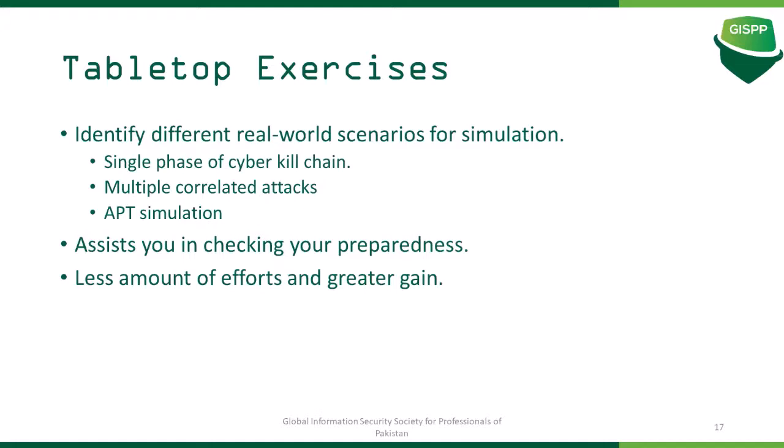What you will do here, you can come up with different kinds of scenarios. There are 3: you can come up with a single phase of the cyber kill chain, like just the delivery, or there can be multiple correlated attacks like the complete end-to-end scenario, and there can be an APT simulation, where you take the complete techniques that are being used by a particular APT group. You can simulate them, supposing that this is happening now, just phase by phase. And once you are done with it, obviously, you will be able to check your preparedness.